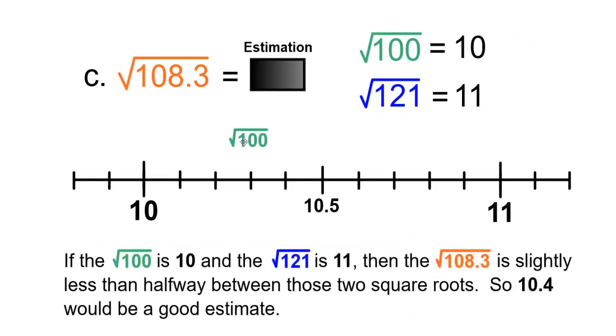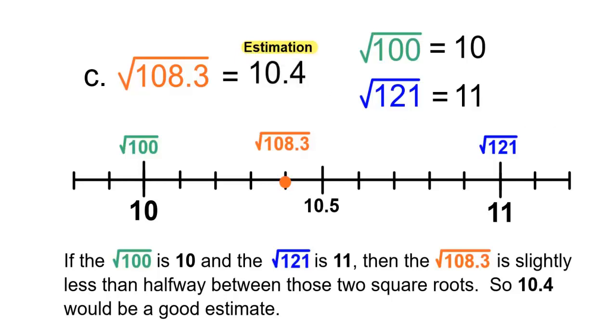If the square root of 100 is 10, and the square root of 121 is 11, then the square root of 108.3 is slightly less than halfway between those two square roots. So 10.4 would be a good estimate. So a good estimation for the square root of 108.3 would be 10.4.